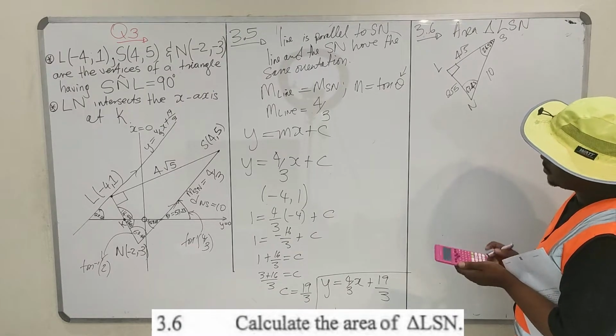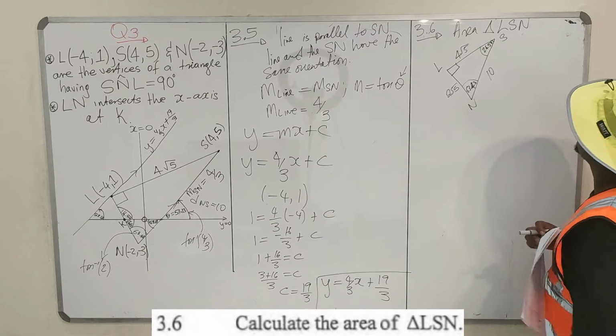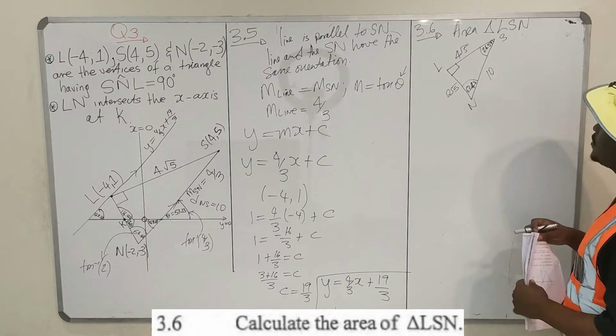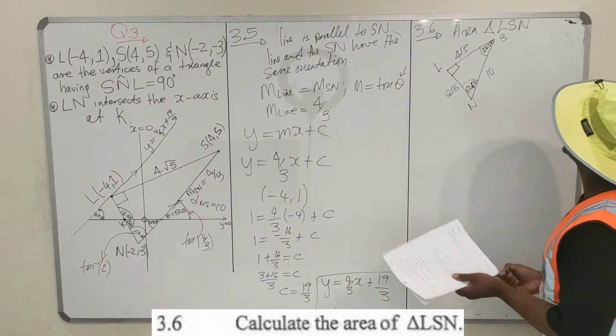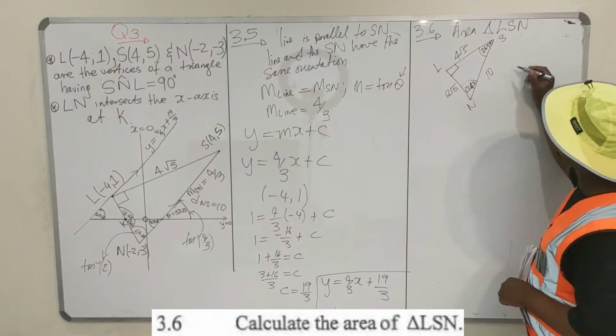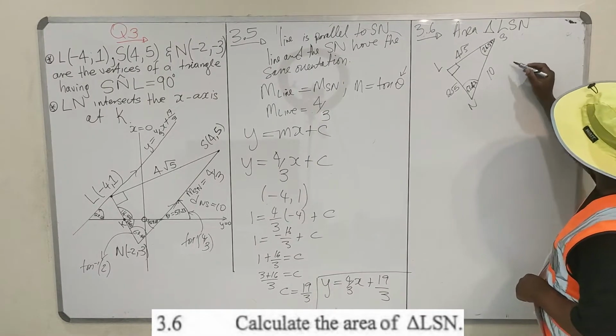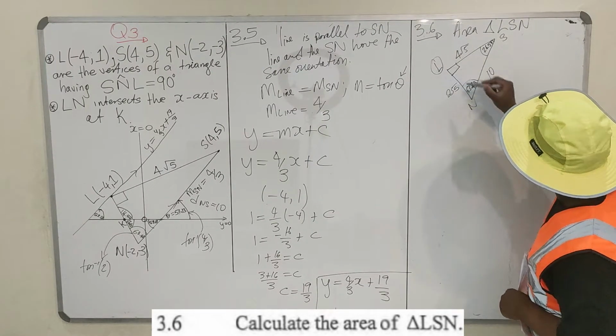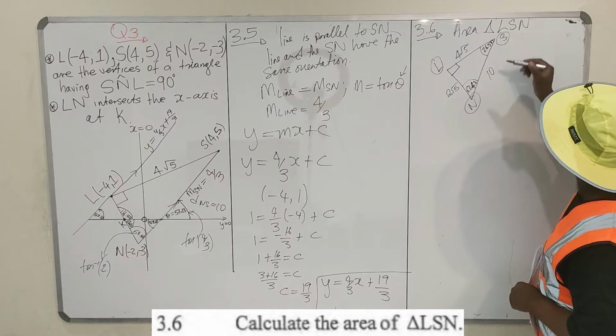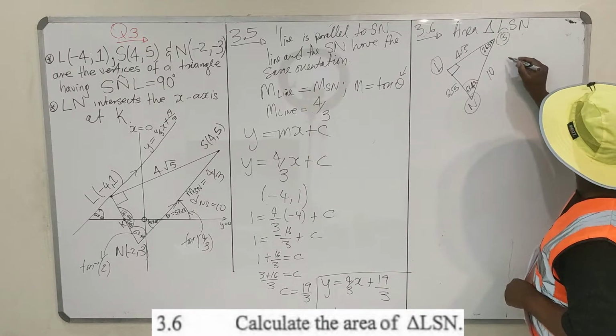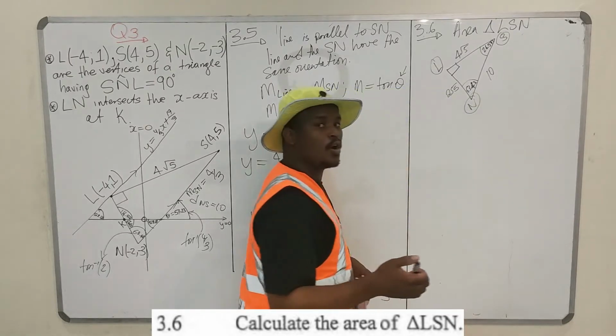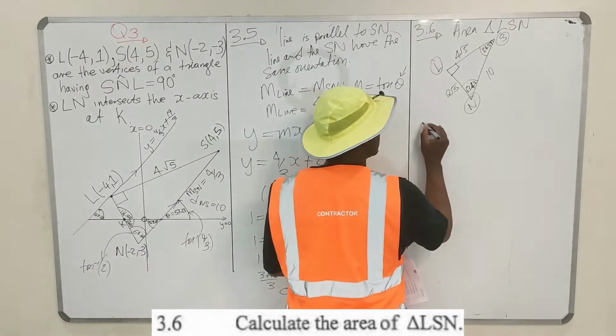It's 26.57. No problem. So it's up to you. You have many options of calculating this area. So to find the area of a triangle, look, you have L, you have N, you have S. You want the area. I'll do it from all angles.